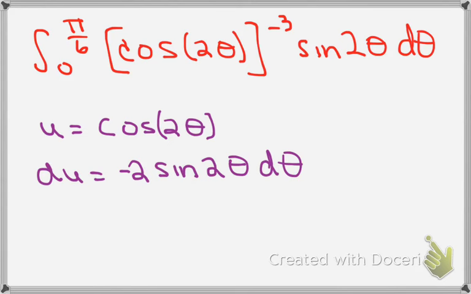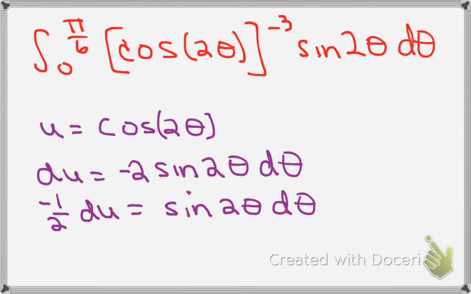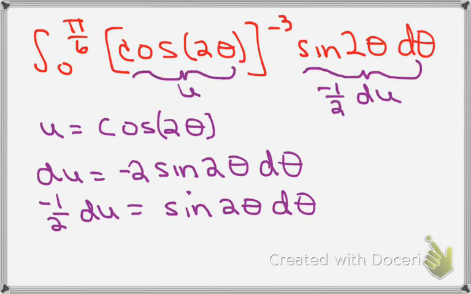So now I have my u and my du. I can rearrange that because if you notice, up in my original integral, I need something for sine 2 theta, so I'm just going to divide both sides of du equals minus 2 sine 2 theta d theta by minus 2, and I get minus 1/2 du is now the same thing as sine 2 theta d theta. So there's my u, and then sine 2 theta d theta is going to be minus 1/2 du.